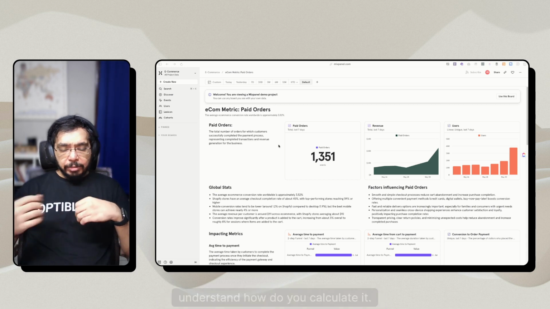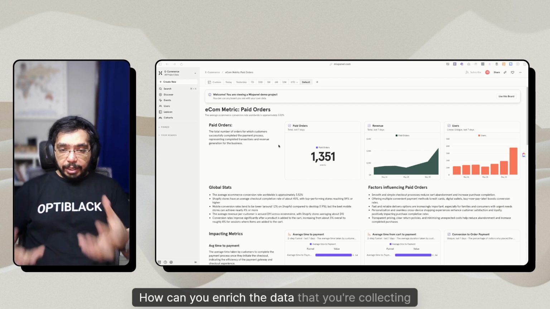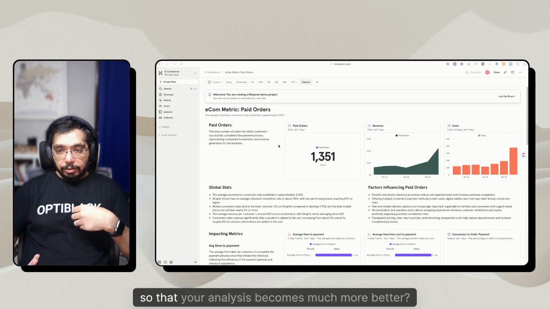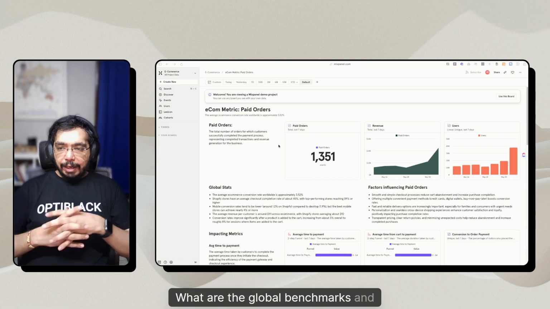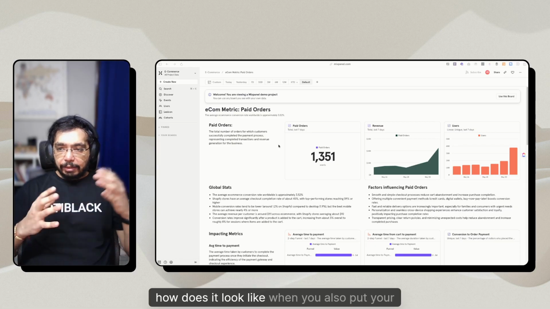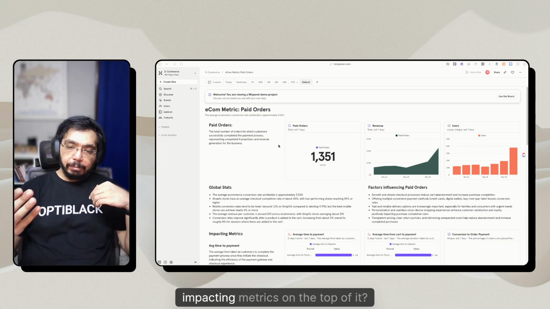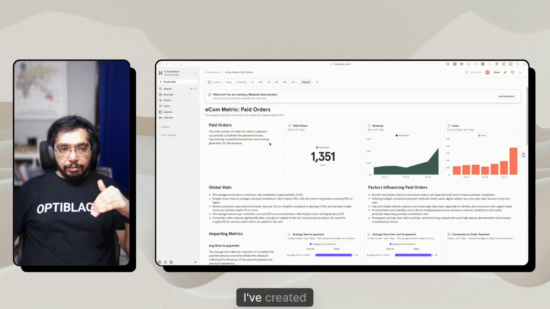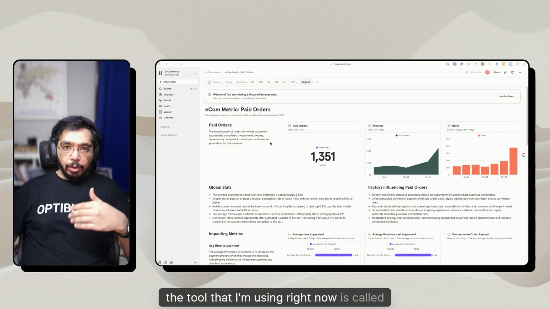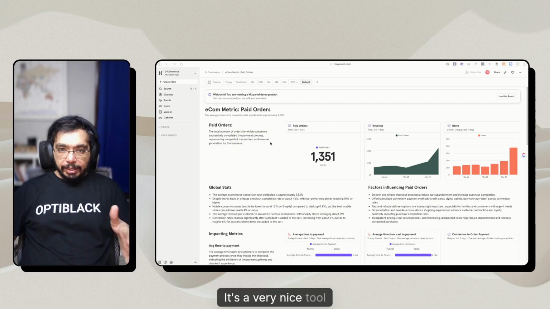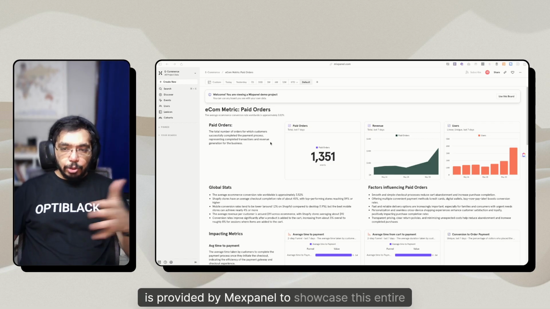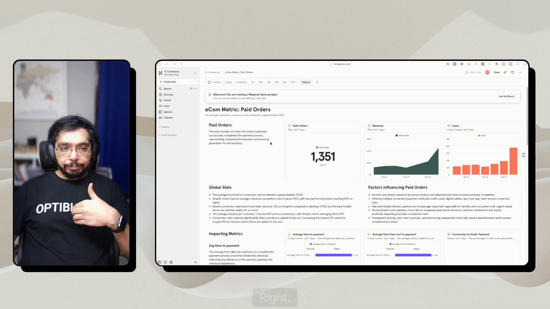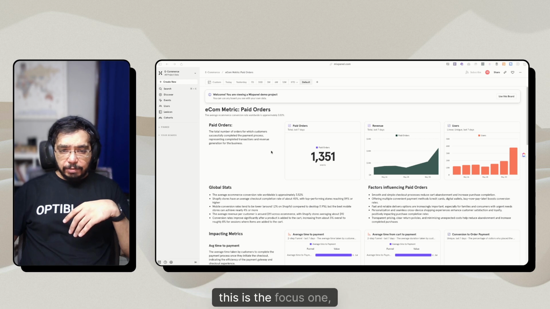to understand how you calculate it, how you can enrich the data that you're collecting so that your analysis becomes much better, what the global benchmarks are, and how it looks when you also put your impacting metrics on top of it. The tool that I'm using right now is called Mixpanel. It's a very nice tool. And we are using the e-commerce sample data set that is provided by Mixpanel to showcase this entire thing.